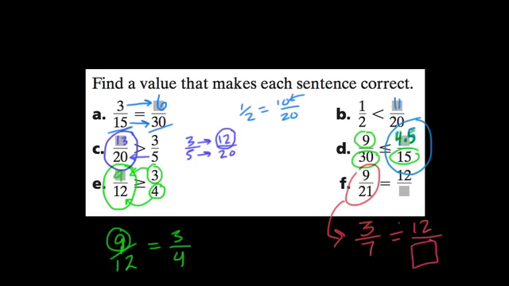I notice right away that 3 goes into 12 4 times. So 7 goes into our missing denominator also 4 times. And 7 times 4 is 28. And here in this last one, we put 28 for an answer.